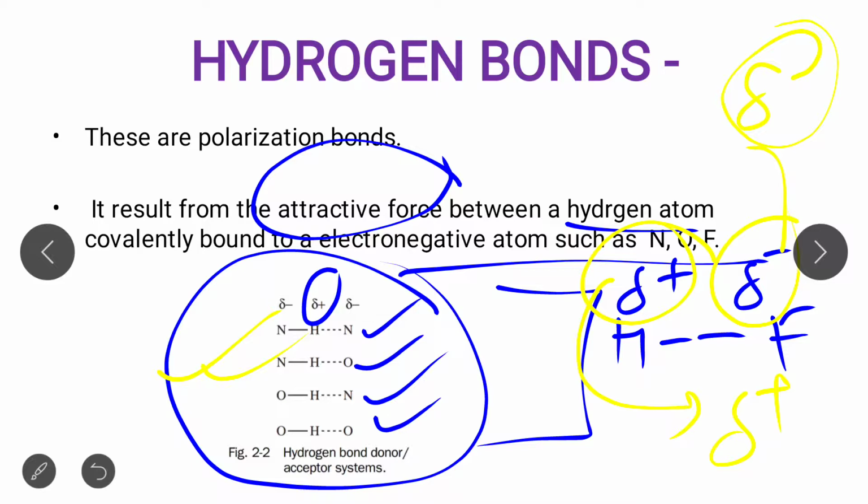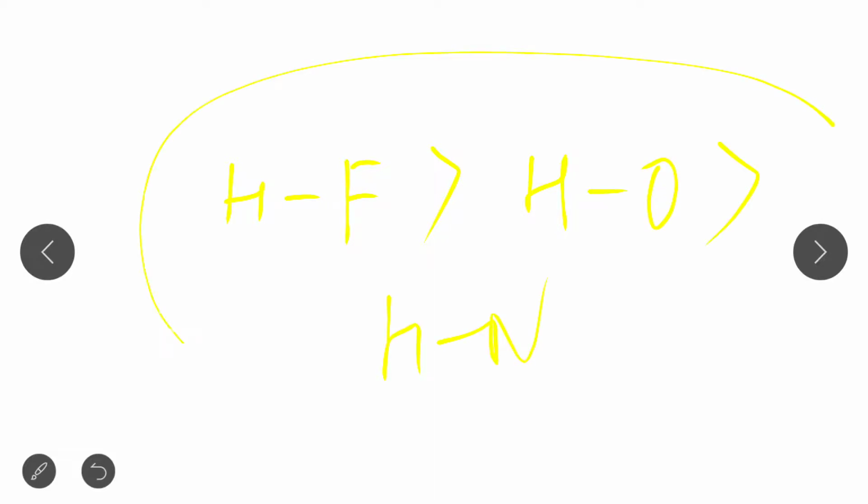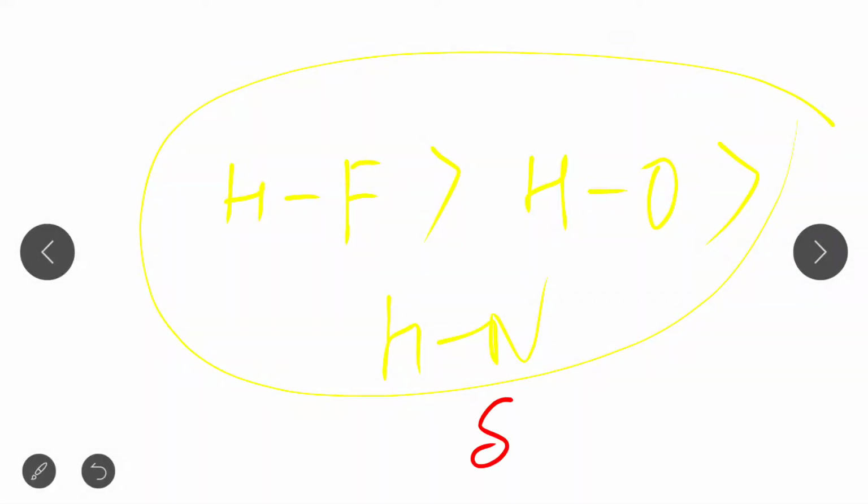Now, the order of bond strength in case of hydrogen bond is like this: first HF, then HO and then HN. So this is the bond strength order in case of hydrogen bond. And hydrogen bond is always formed basically through the partial charges.